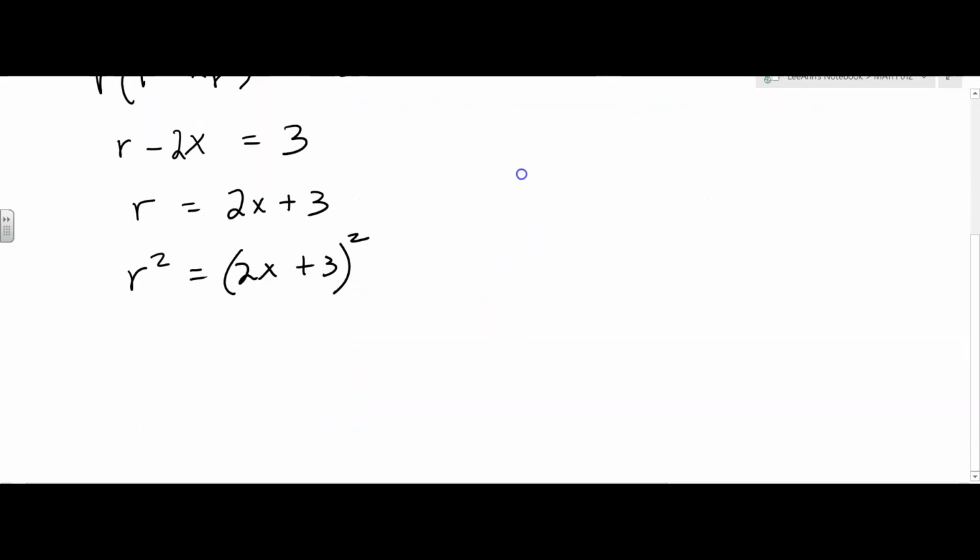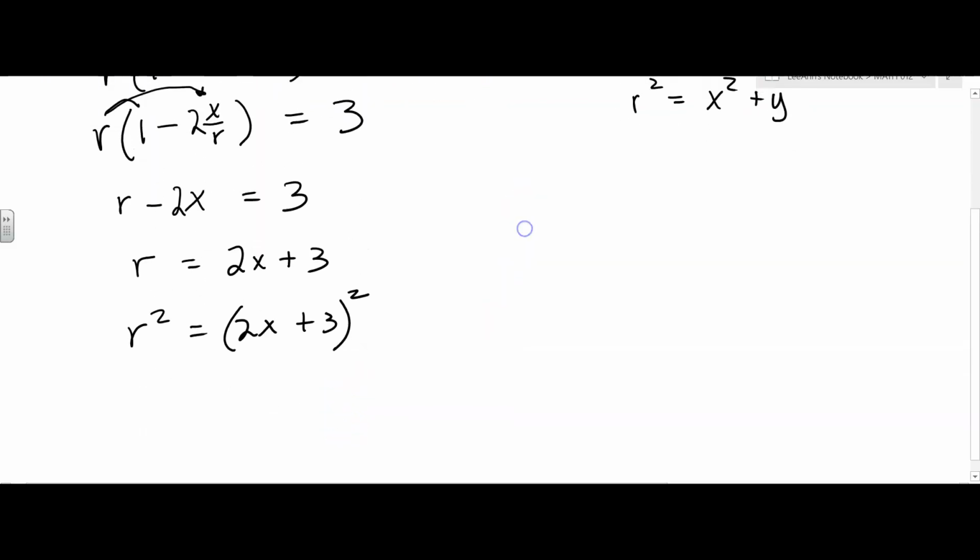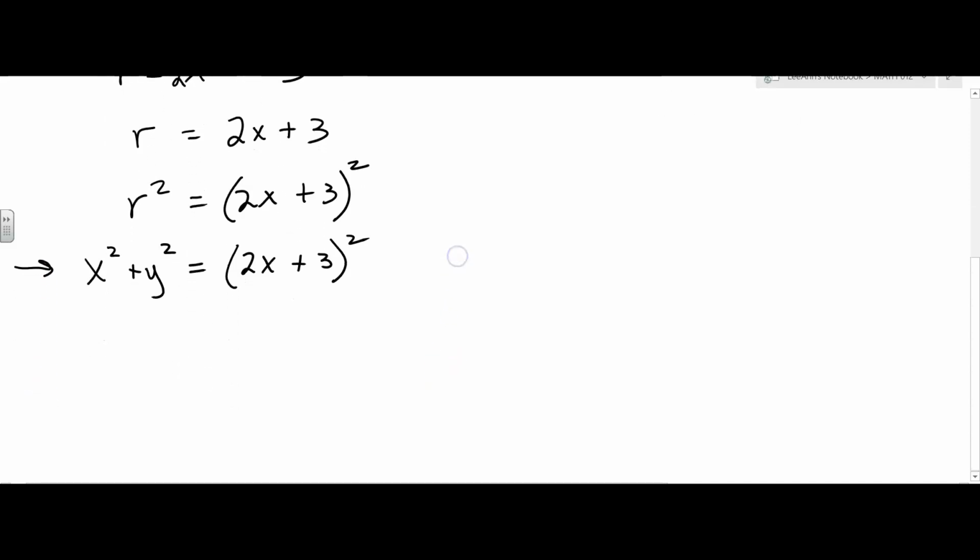Now you can use this. So we'll put x squared plus y squared equals 2x plus 3 squared. Now there's all kinds of things you could do with that equation. First of all, this is okay because it's in rectangular coordinates, right? It doesn't have an r or a theta, so that's good.